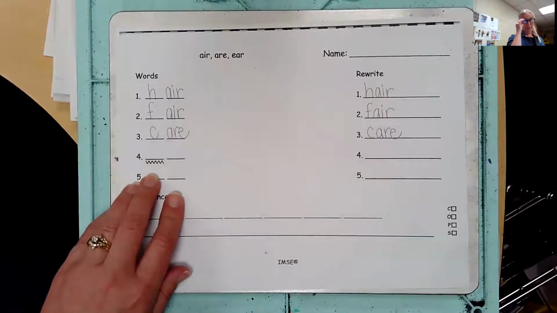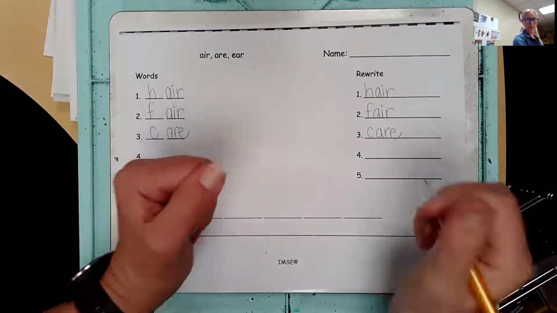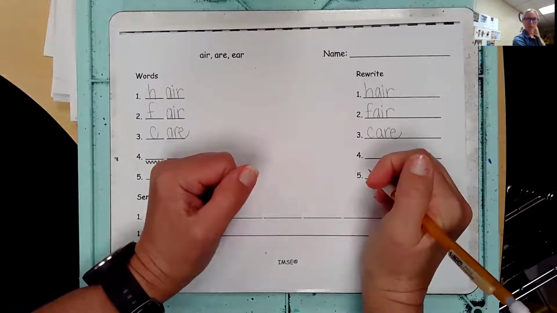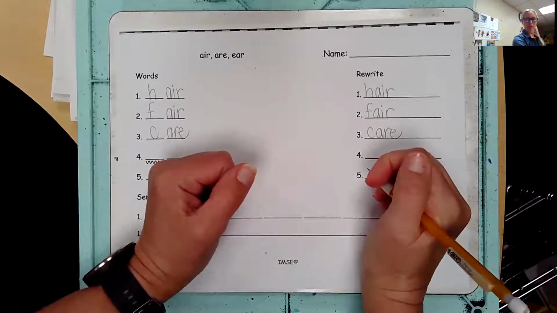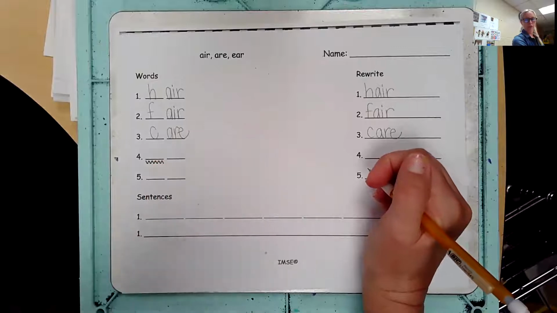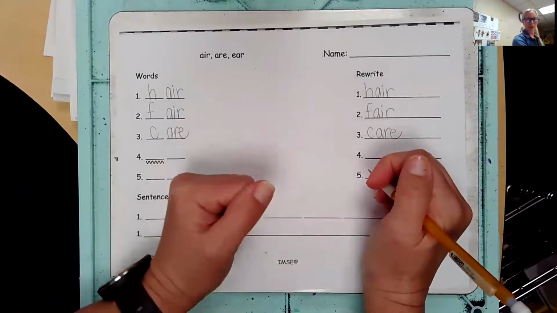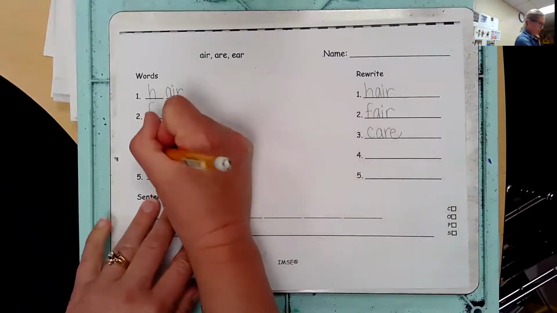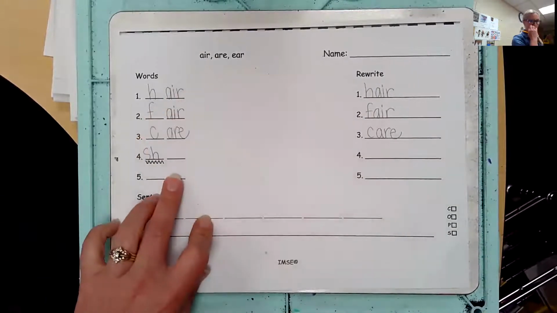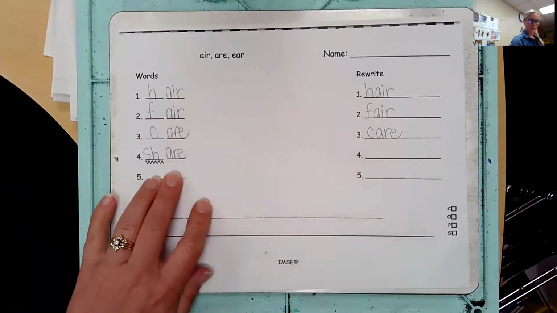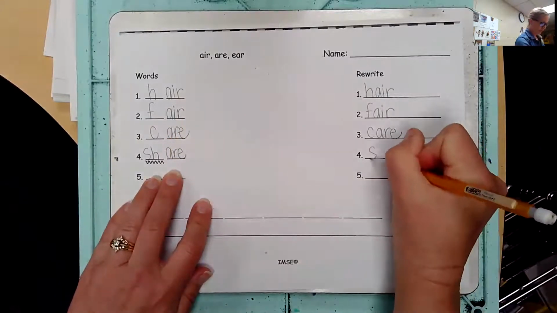All right, we have a digraph starting out this word. Here we go. The word is share. I will share the pizza with you. Share. Ready? Share. Sh. Air. Share. Share and care have the same spelling pattern. There it is. Slide it over.